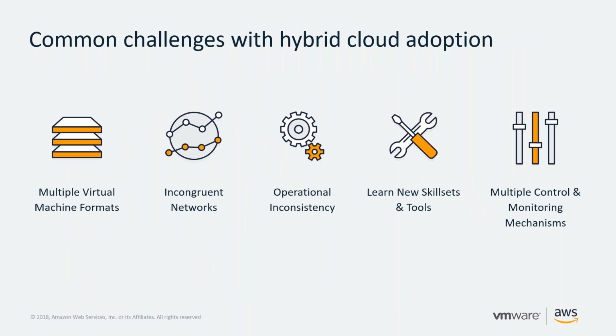So there are several common challenges with a hybrid cloud adoption. For example, you might have to deal with multiple virtual machine formats. You might have incongruent networks. You might even have operational inconsistency between your on-premises environment and the cloud environment. You might have to train your team to learn new skill sets or even utilize new tools. And then you might even have multiple controls for monitoring your environments.